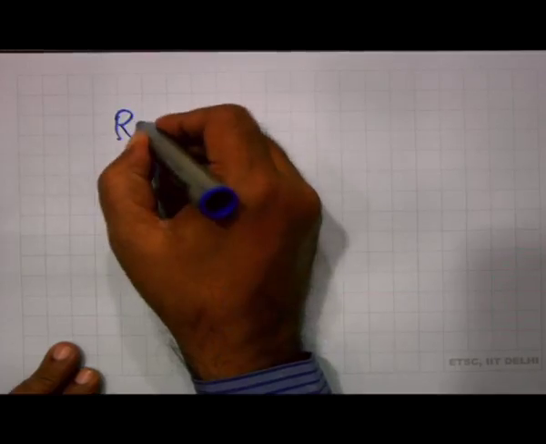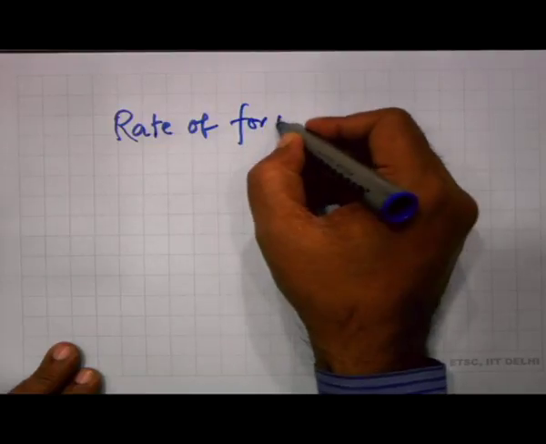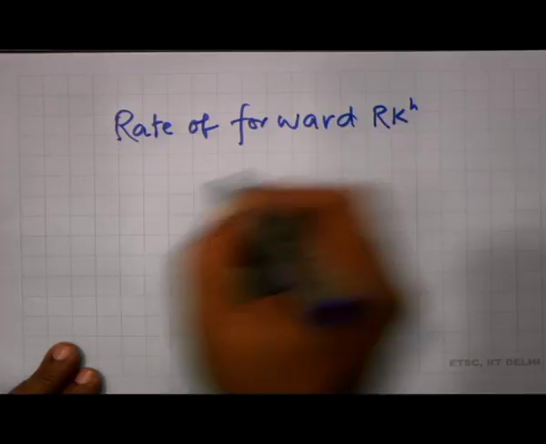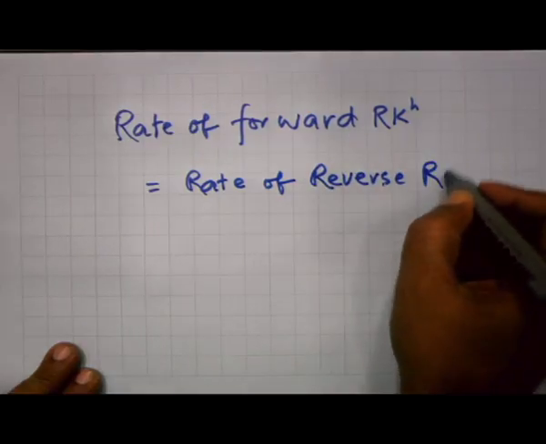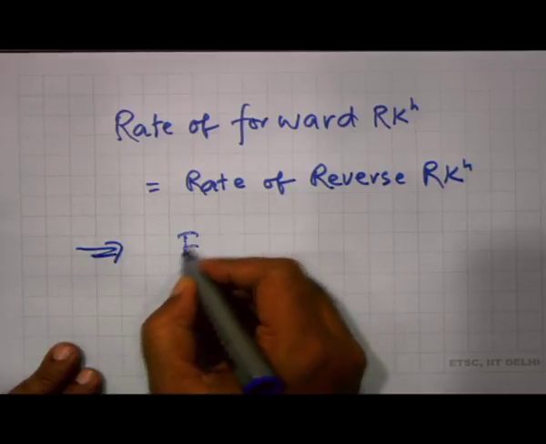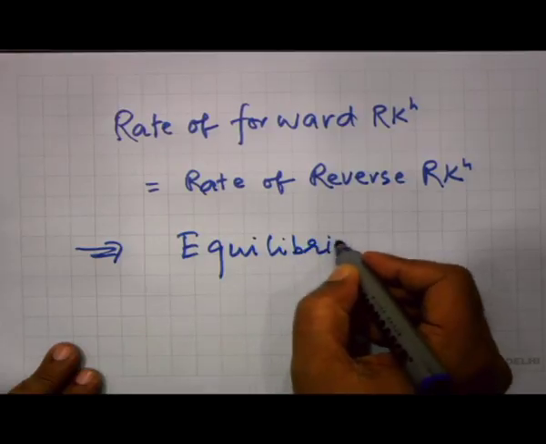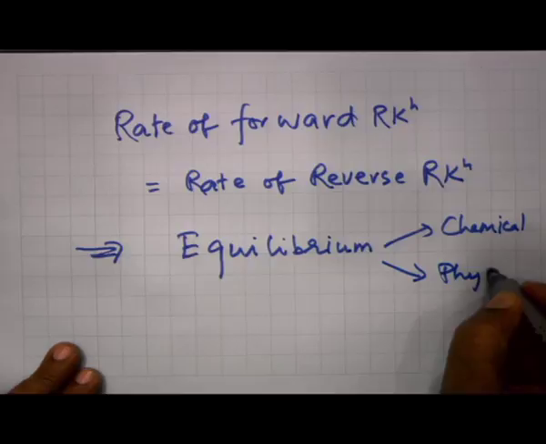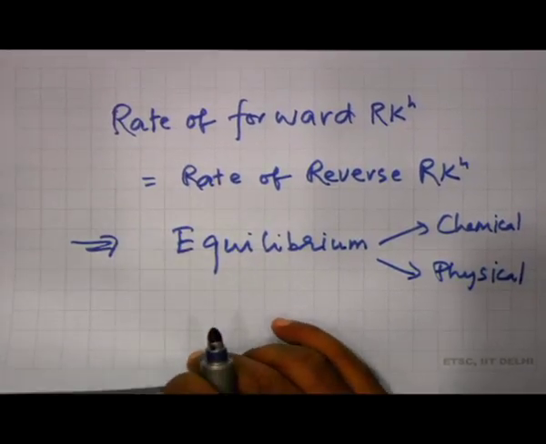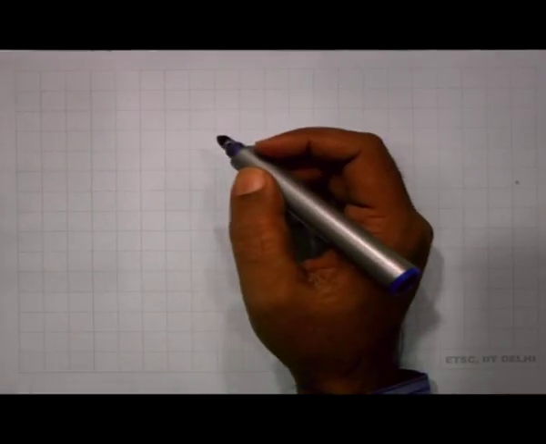As in case of other equilibrium, when the rate of forward reaction is equal to the rate of reverse reaction, we have the condition called equilibrium, chemical equilibrium or physical equilibrium. So, the two balancing forces are the rate of forward reaction and the rate of reverse reaction. When they become equal, you have the condition of equilibrium.